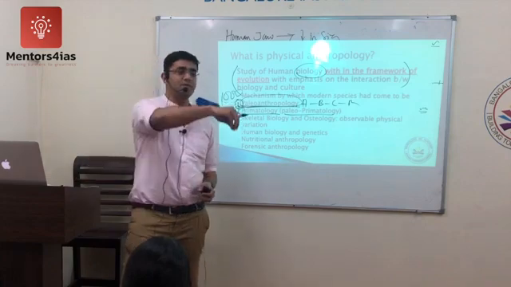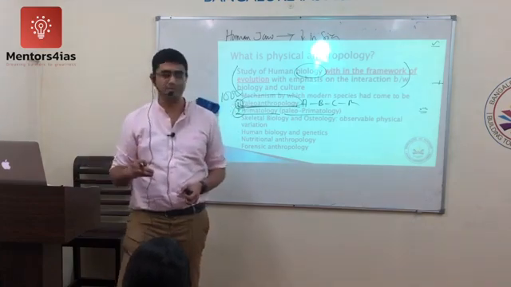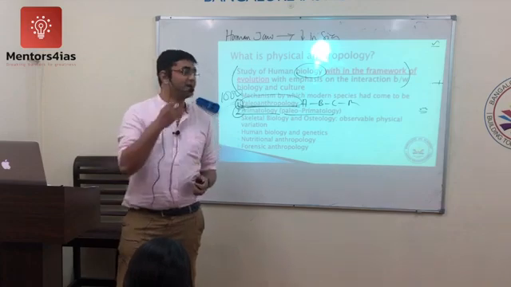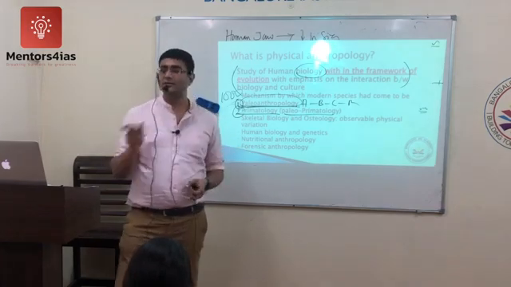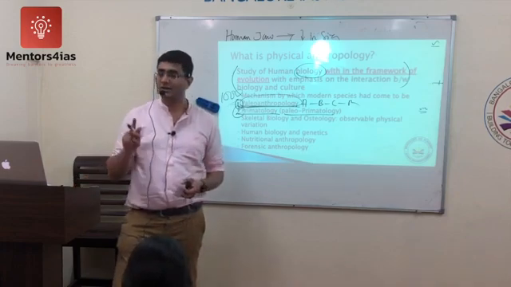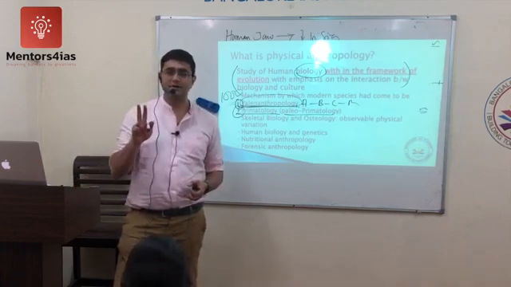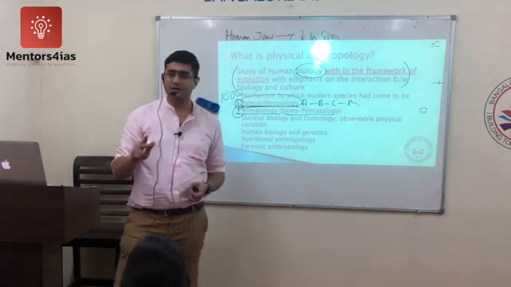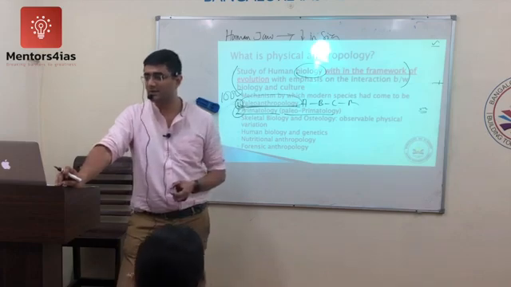So by studying them, we are able to understand our present. So we compare our anatomical features with those of primates to understand why they are different. So we are the only species who are habitually bipedal. Bipedal means walking on two legs. So we are habitually bipedal. No other primates are habitually bipedal.